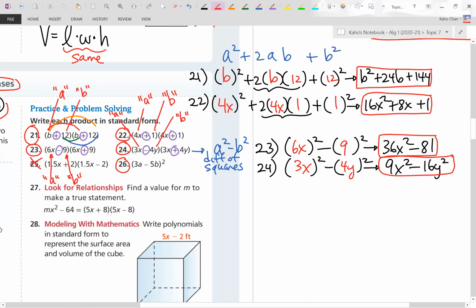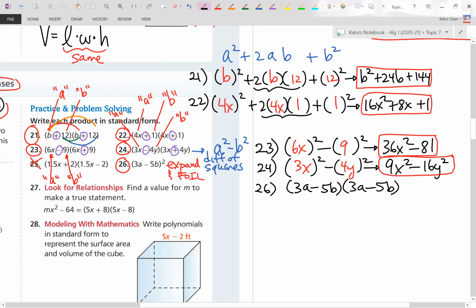I'm skipping 25. Let's do 26. 26 looks kind of weird, doesn't it? I have to expand and FOIL here and see what happens. Okay. This is basically 3a minus 5b times itself.